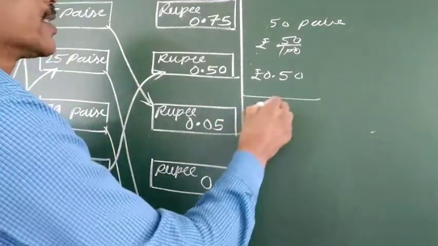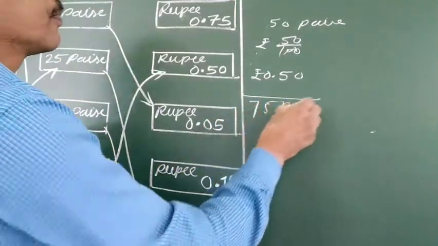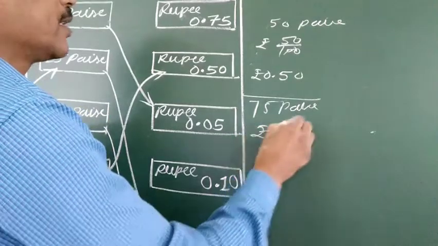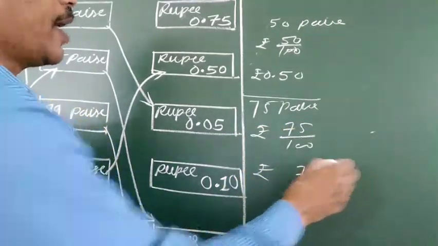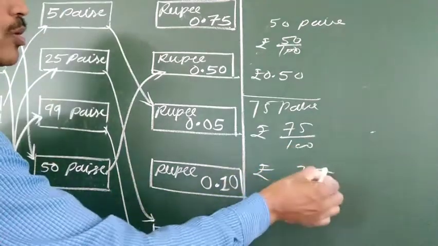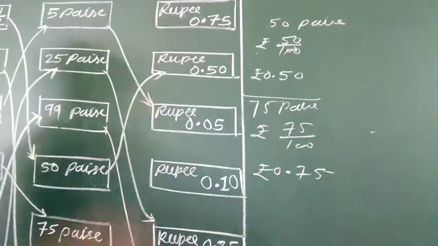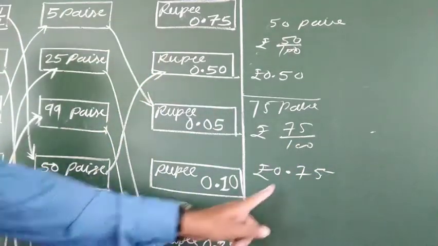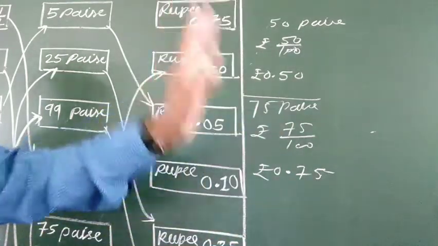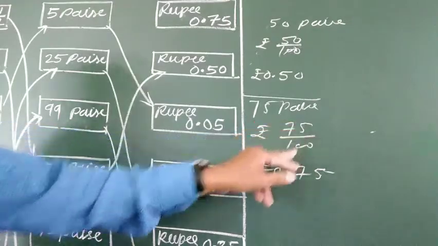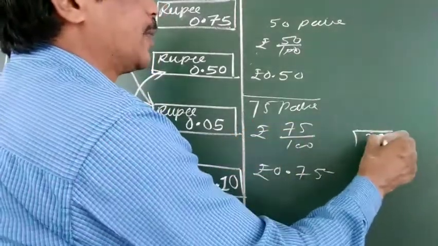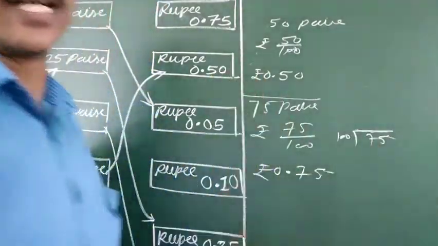Same way, 75 paise. It will be rupees 75 by 100. Then it will be rupees 75. And see this one, 1, 2. So 1, 2, decimal, it is like this. So rupees 0.75. In this, beta, it is 75 divided by 100. This is your 75 divided by 100, this way is your answer.